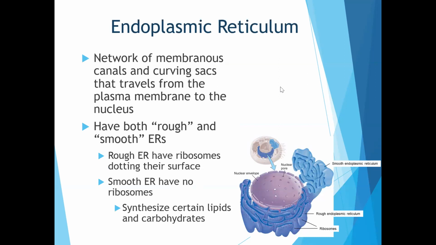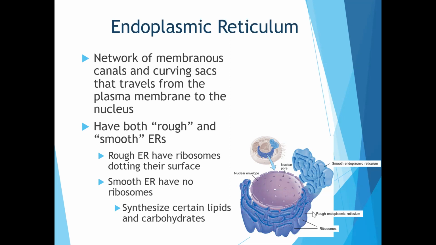Okay, so you can think of the endoplasmic reticulum as the highway. So the highways and the tunnels, it has a bunch of canals and sacs that travel from the plasma membrane to the nucleus. So when stuff from the nucleus needs to get to a different part of the cell, it can kind of travel through the rough ER or smooth ER.